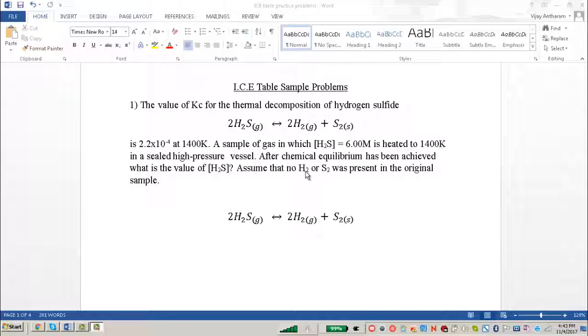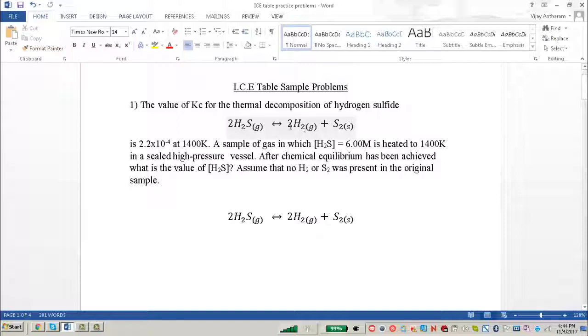H2S? We can also get the final concentration of H2. So a couple of key features that you want to look for, buzzwords, is this idea of after chemical equilibrium has been reached. So that's a big thing. That means that you're dealing with non-equilibrium concentrations. And another big clue to this problem that should give you an inkling to use the ICE table is the fact that no H2 or S2 is present in the original sample.